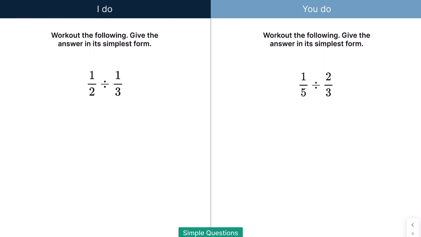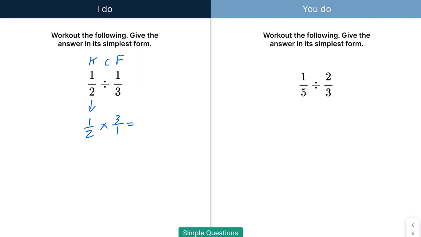Now, in order to solve this, we are dividing 2 fractions. We can use a little rule called KCF, and that means we're going to keep this one the same. So that's 1 over 2. The C means we're going to change the sign to a times, and the F means we're going to flip the last one so it becomes upside down.